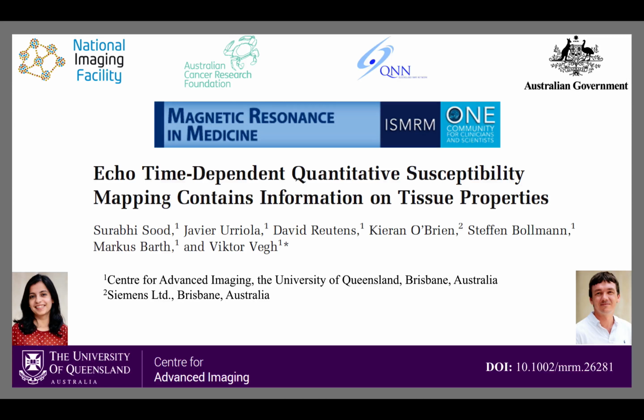I'll be talking about the paper titled Echo Time Dependent Quantitative Susceptibility Mapping Contains Information on Tissue Properties, chosen for MRM. Highlights. Quantitative susceptibility mapping is an emerging magnetic resonance imaging tool in assessing ion deposits, calcification, and contrast agent distribution. It is also extensively used in identification and categorization of multiple sclerosis, traumatic brain injury, and understanding physiological processes.